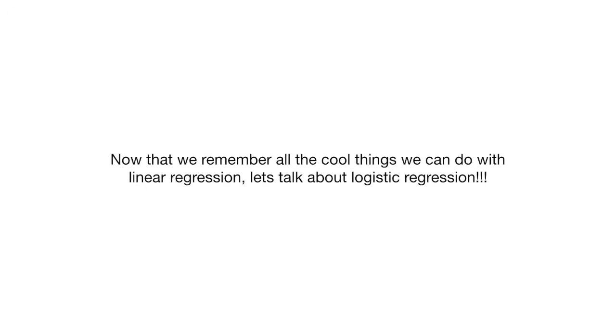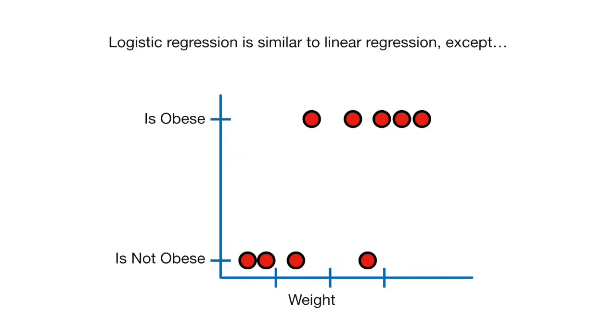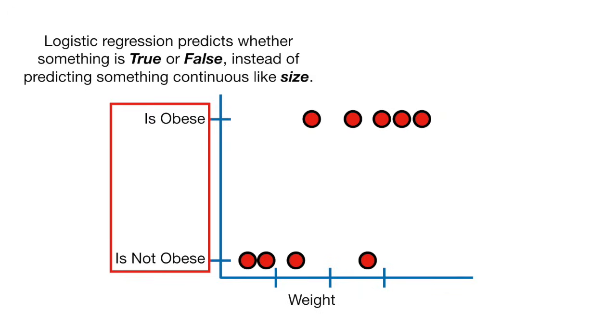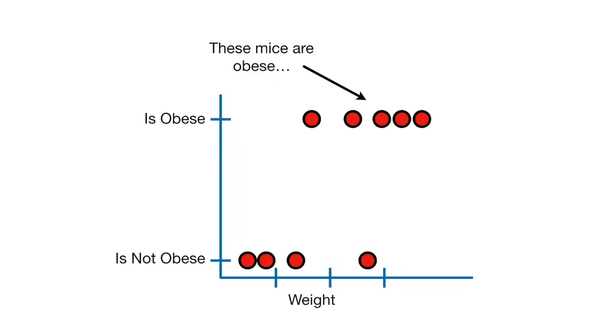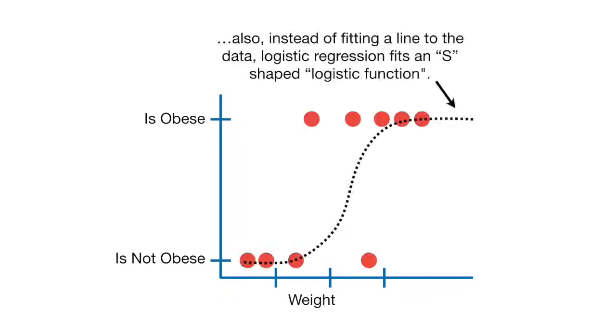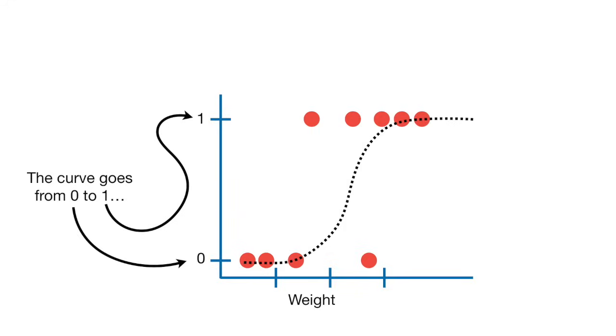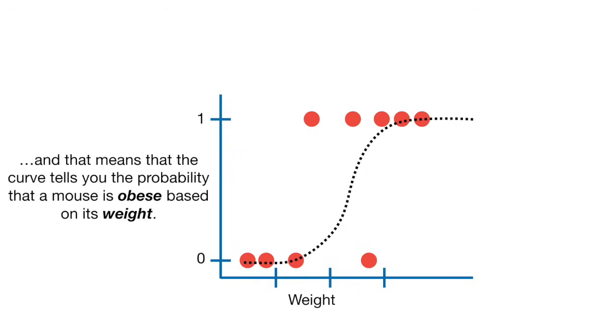Now that we remember all the cool things we can do with linear regression, let's talk about logistic regression. Logistic regression is similar to linear regression, except logistic regression predicts whether something is true or false, instead of predicting something continuous like size. These mice are obese, and these mice are not. Also, instead of fitting a line to the data, logistic regression fits an S-shaped logistic function. The curve goes from 0 to 1. And that means that the curve tells you the probability that a mouse is obese based on its weight.